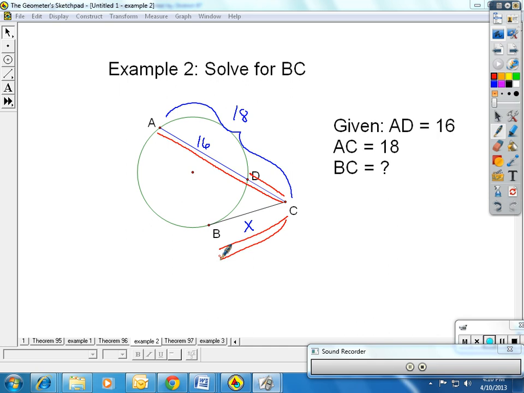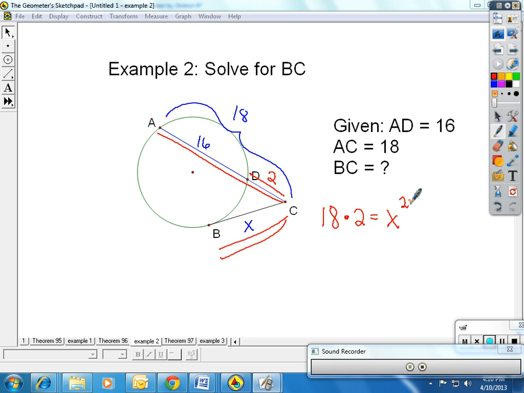Okay? So let's do that. Do I know what DC is? I do. It's 18 take away 16. That's got to be 2. So my entire secant is 18. My external is 2. And that equals my x squared.